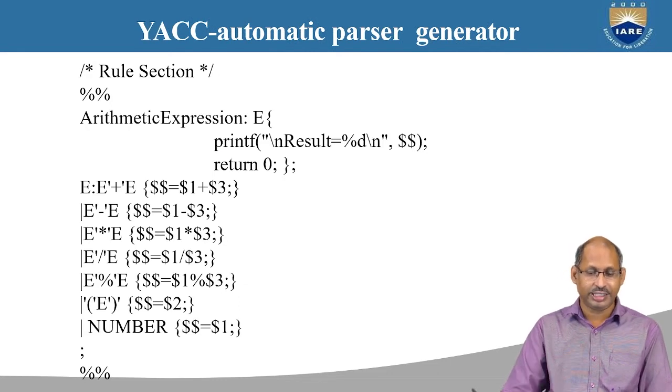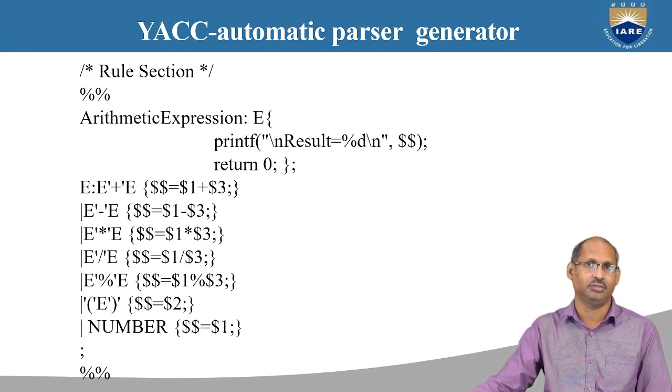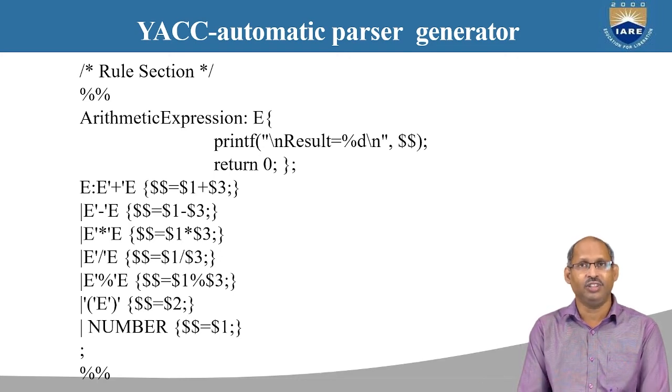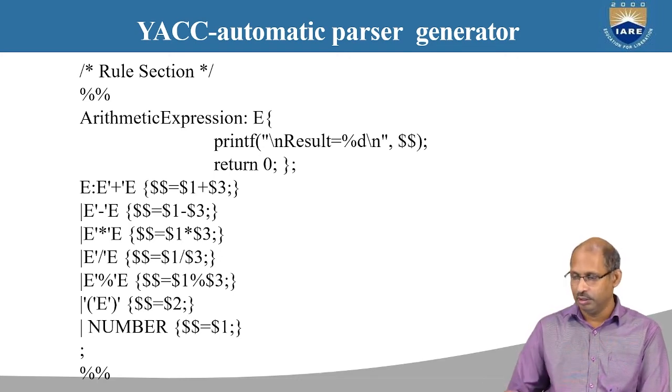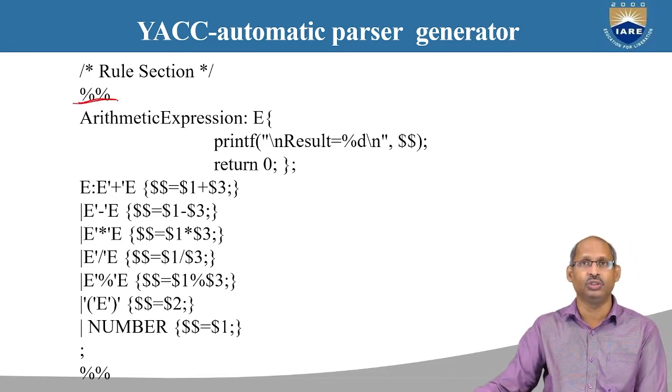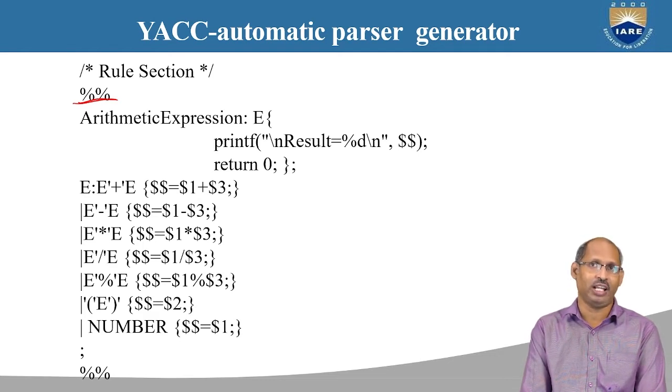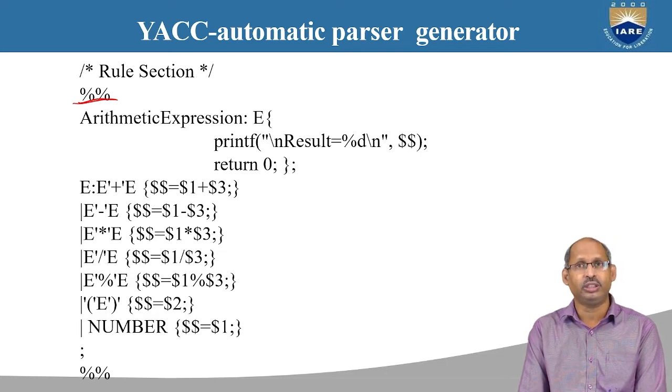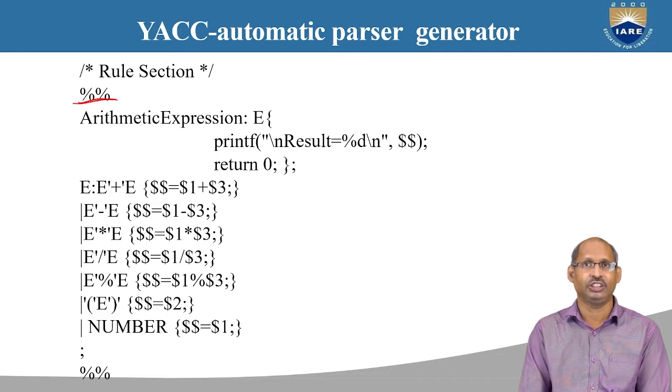Now, the second one is the rules section. Here, this is a separator that we use between these three parts of the input file: declaration section, rules section, and support functions. All these will be separated by the double percent symbol.